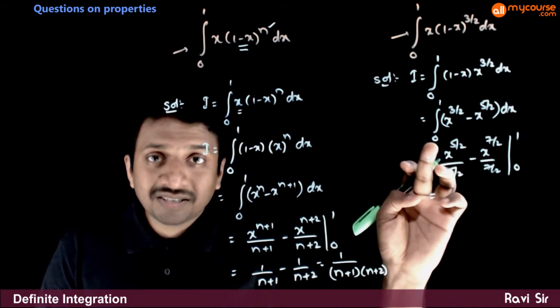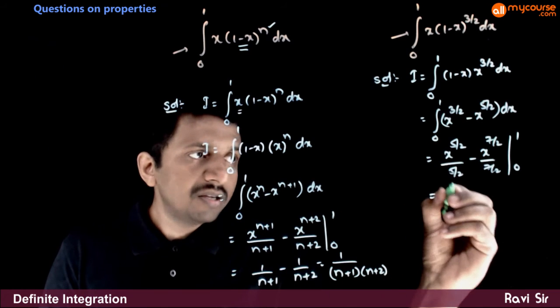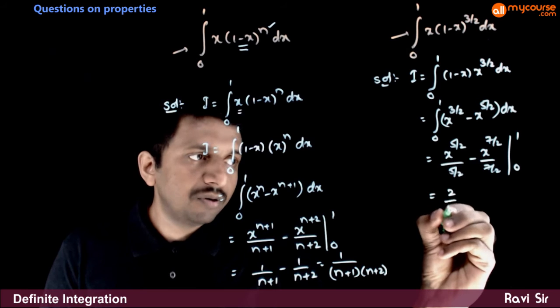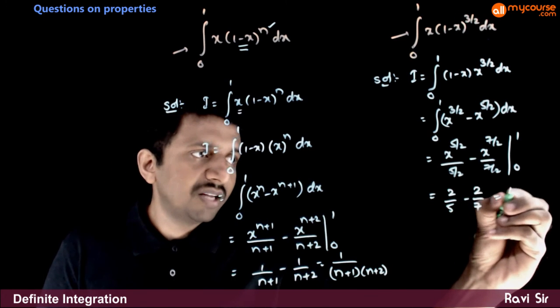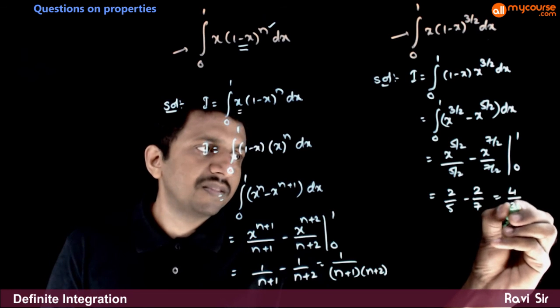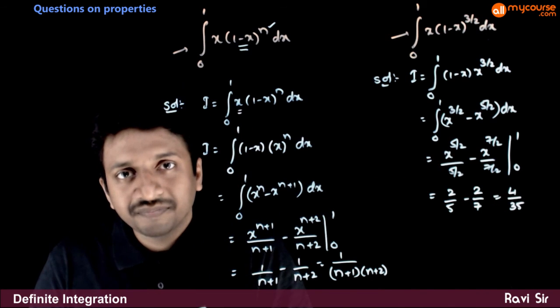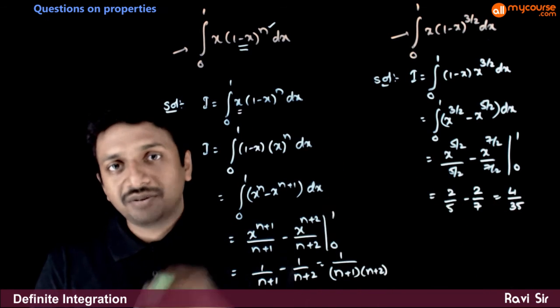So if you put the limits, 1 minus 0 becomes 1. So 1 into 2 by 5. So 2 by 5 minus 2 by 7 is equal to 4 by 35. So this will be the answer to this question.